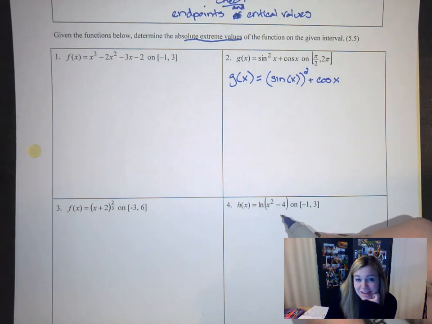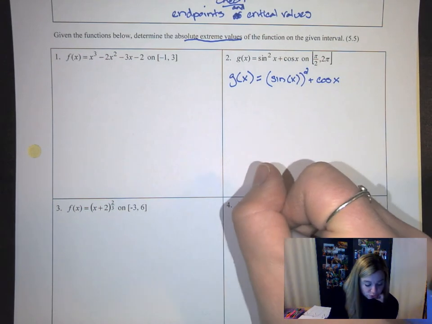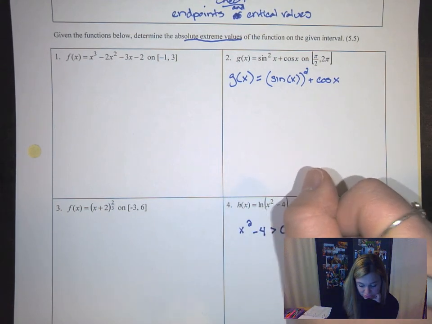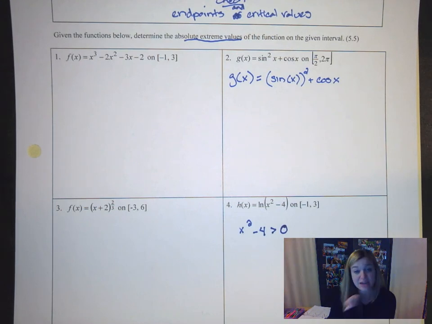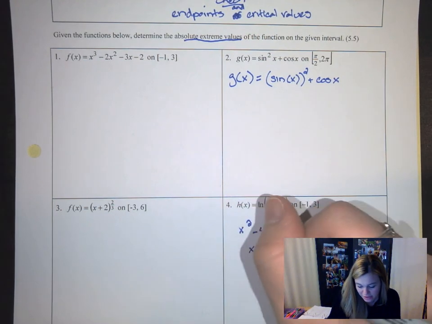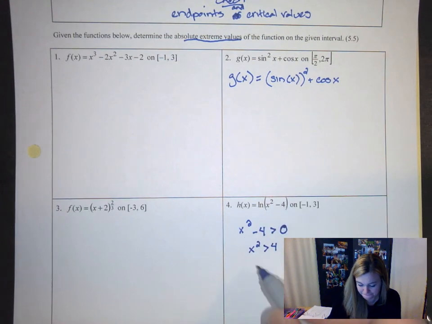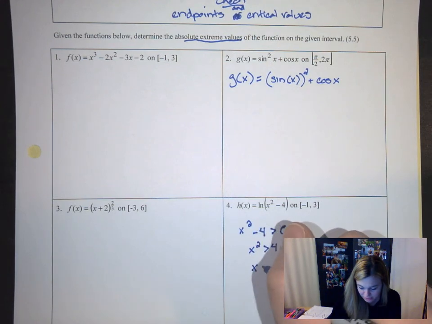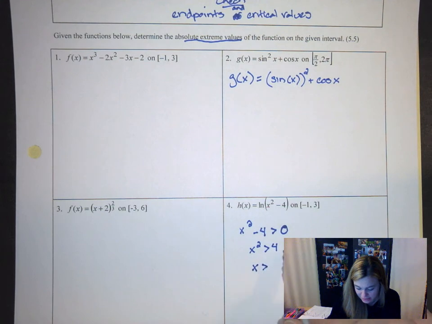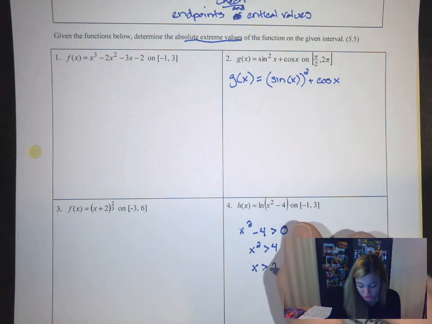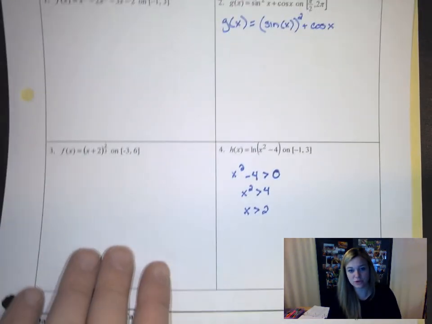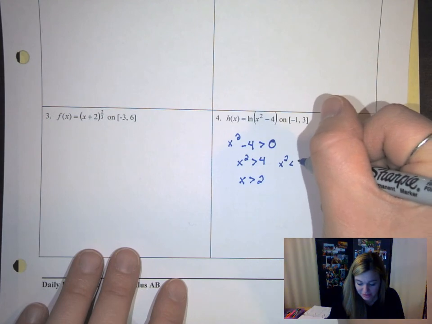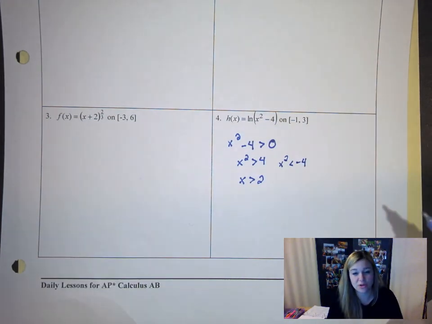You can't take the natural log of a negative number. So x squared minus 4 has to be greater than 0. And you can't take the natural log of 0 either. The natural log of 1 is 0. So if I do x squared has to be greater than 4, that means x, if you square root both sides, x must be greater than, in this case, you can say is greater than 2 if you just took the square root of both sides. Or you can say x squared has to be less than negative 4. It's rules of inequalities from a long, long time ago.